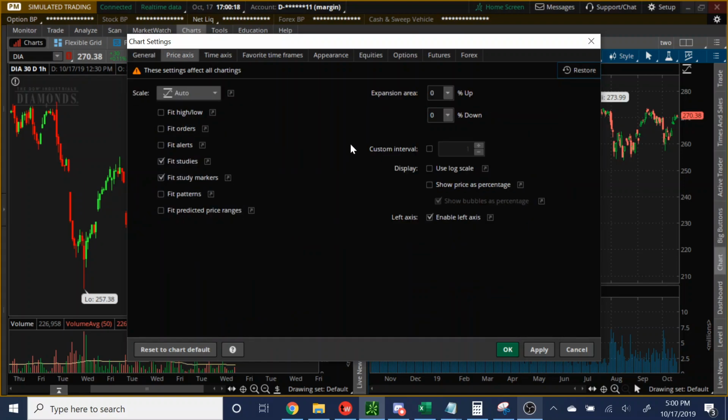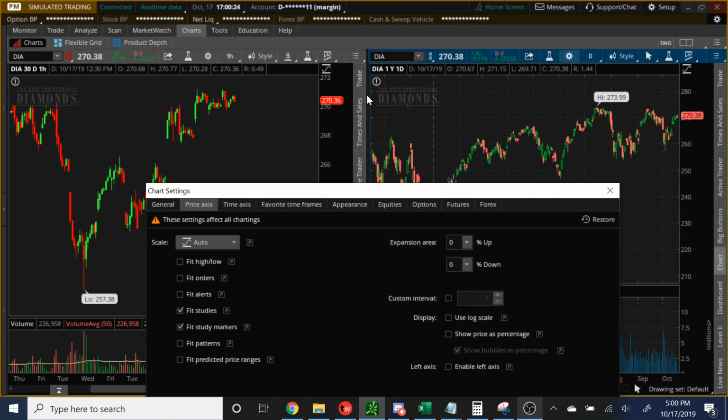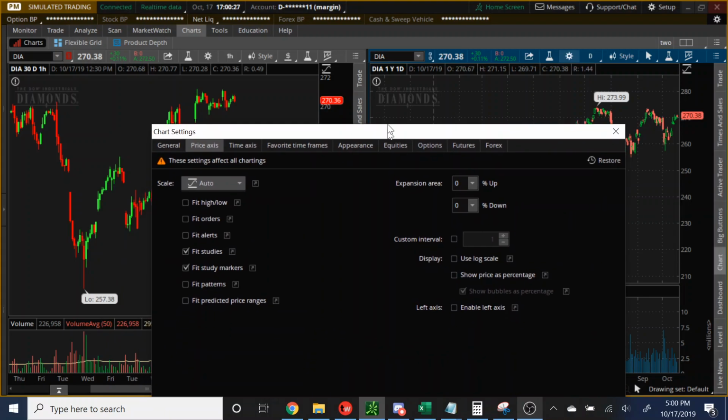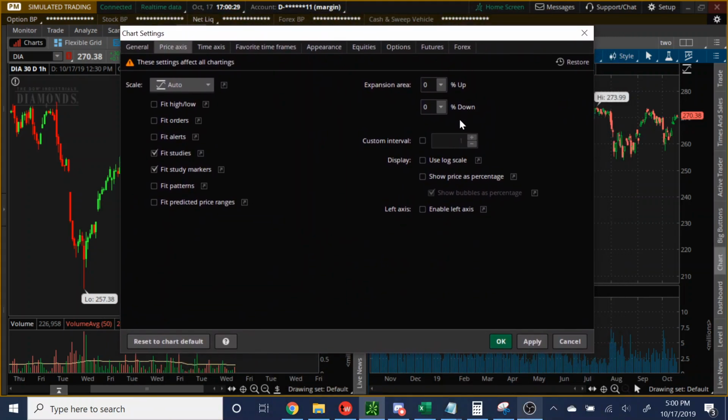Then we'll go over to price axis. And I like to take off the left axis here. It will pop up right here, and it's nice to have only the right one on. No need to have two.